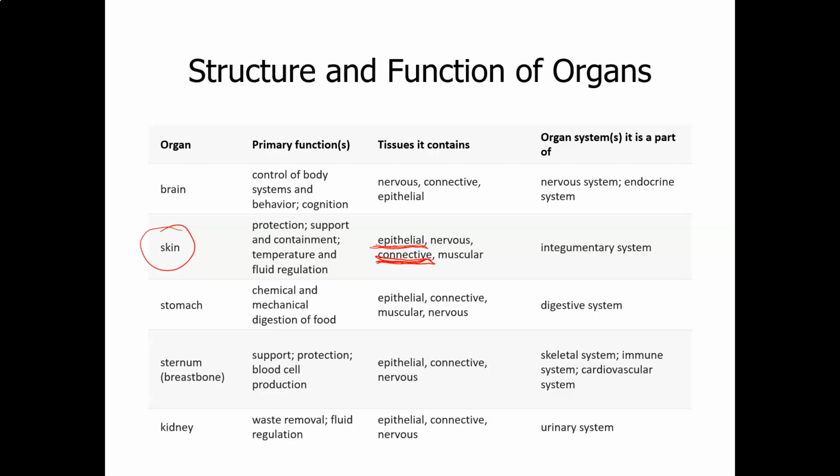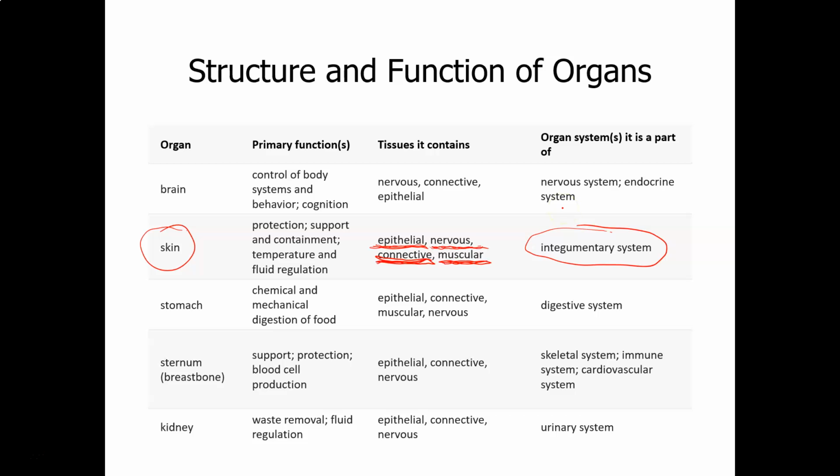Epithelial tissue doesn't have any blood vessels, so underneath the epidermis is connective tissue, which forms the dermis and does have blood vessels. The skin also contains nervous tissue, nerve endings that detect touch, pressure, pain, heat, cold, and vibrations. And muscular tissue: there are muscles in the skin called erector pili muscles that cause your hairs to stand on end, cause you to get goosebumps. And the body system that skin is a part of is the integumentary system.